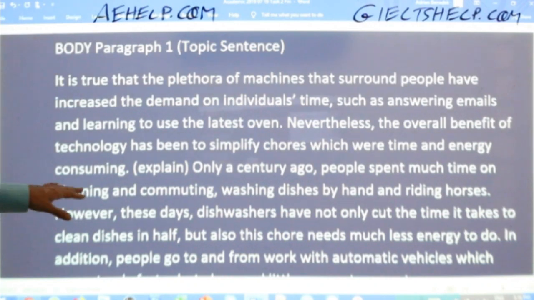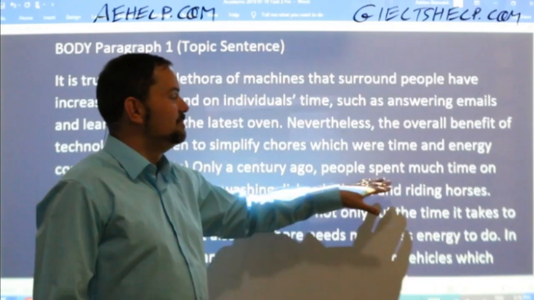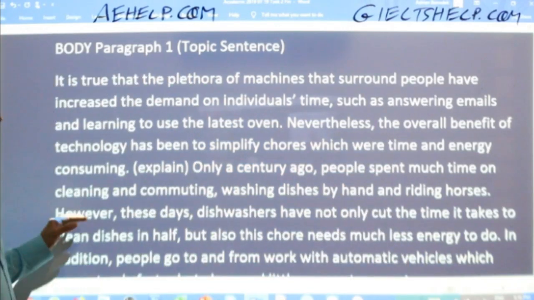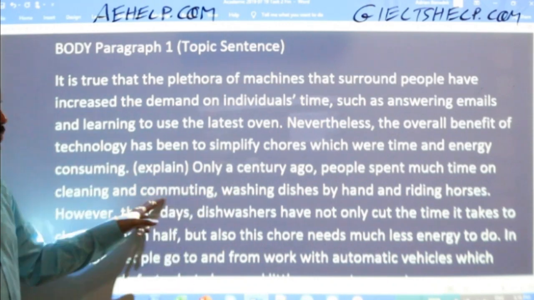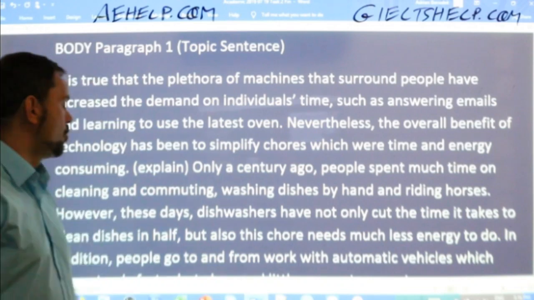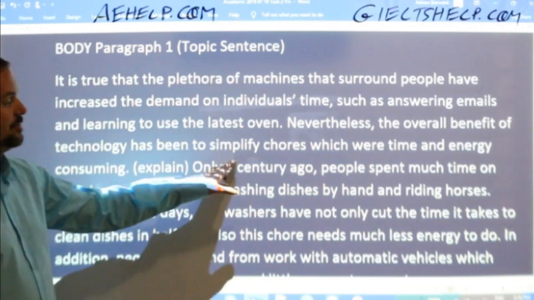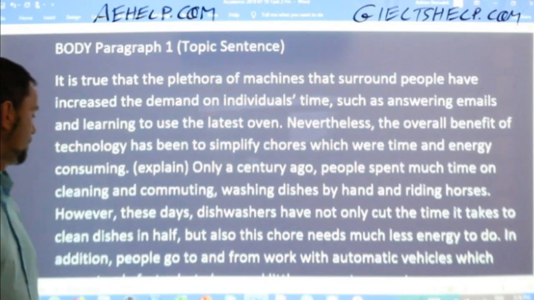So here's the explanation. Only a century ago, people spent much time on cleaning and commuting. Commuting means going to work and school. Washing dishes by hand and riding horses. Okay, a century ago means 100 years ago. A lot of people were still riding horses.